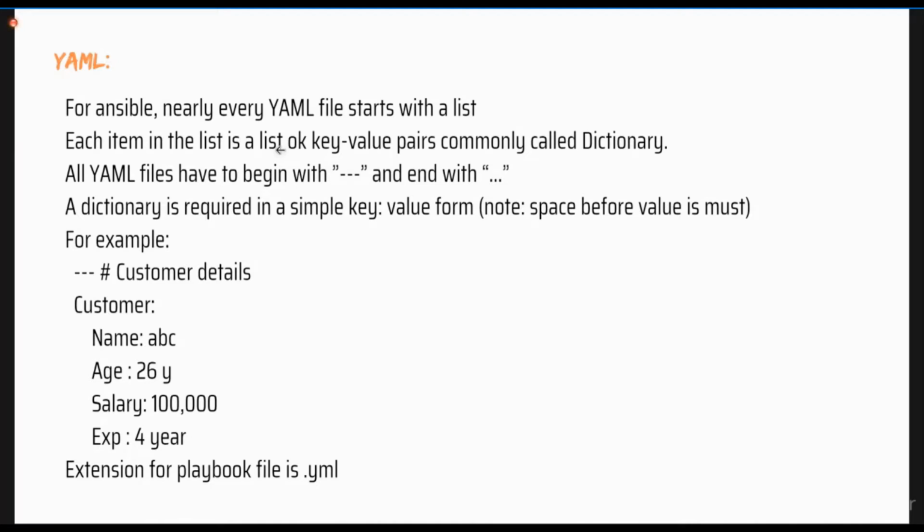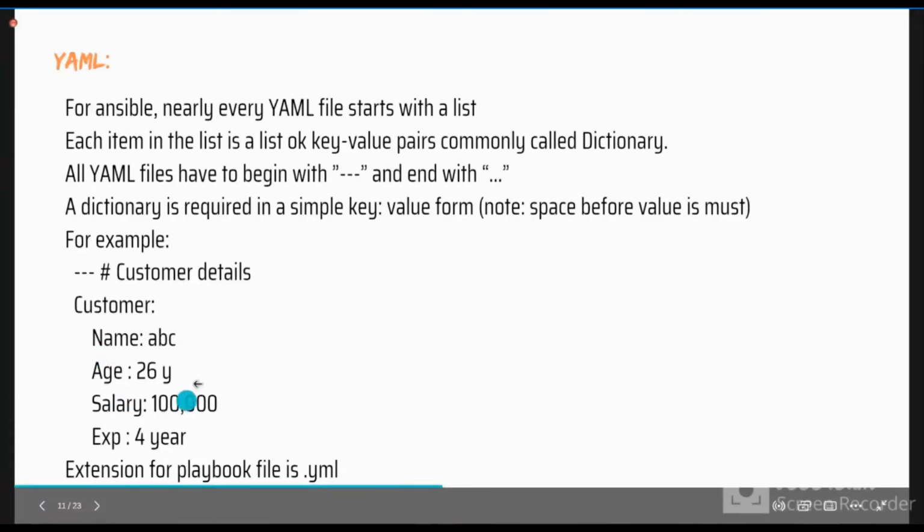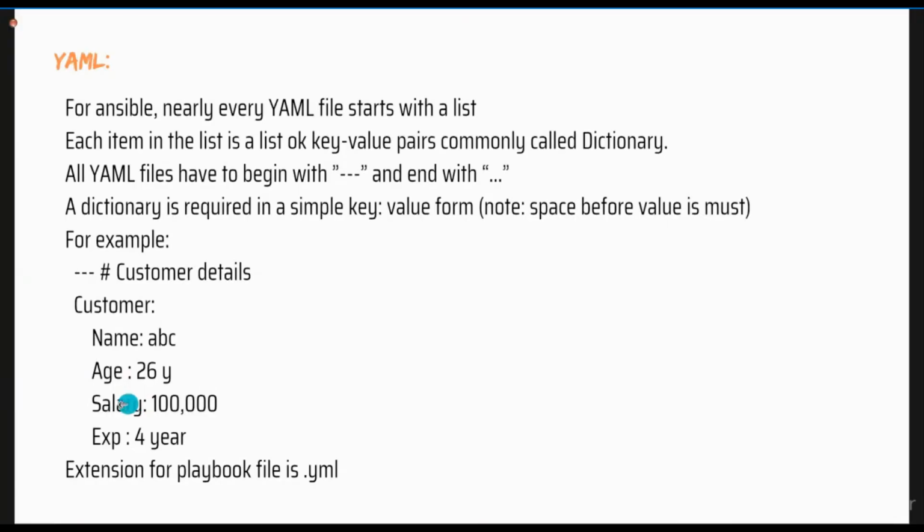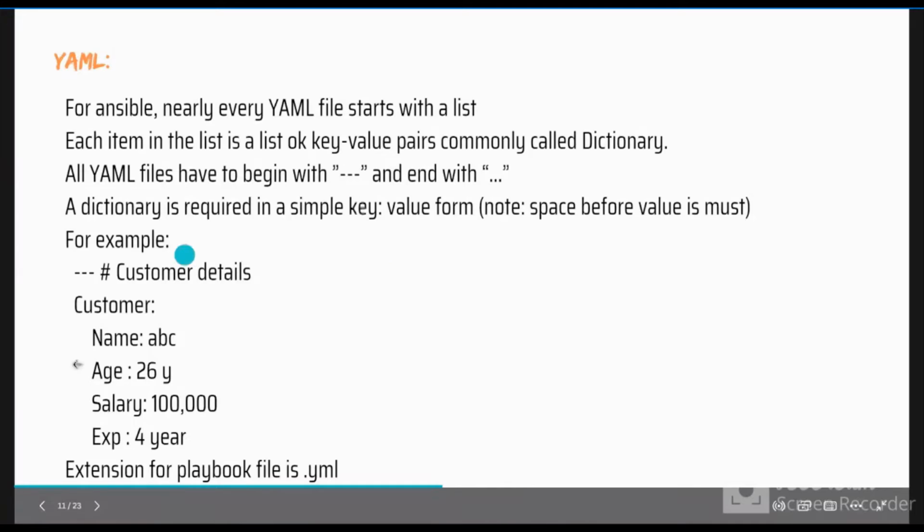For a list, what do we need to give? Space. Space on which side, key or value pair? Value side. Is it clear up to now? For example, if you want to list customer details, give the name ABC, age 26, salary 1 lakh, experience 4 years. In this way, you can give your customer details.